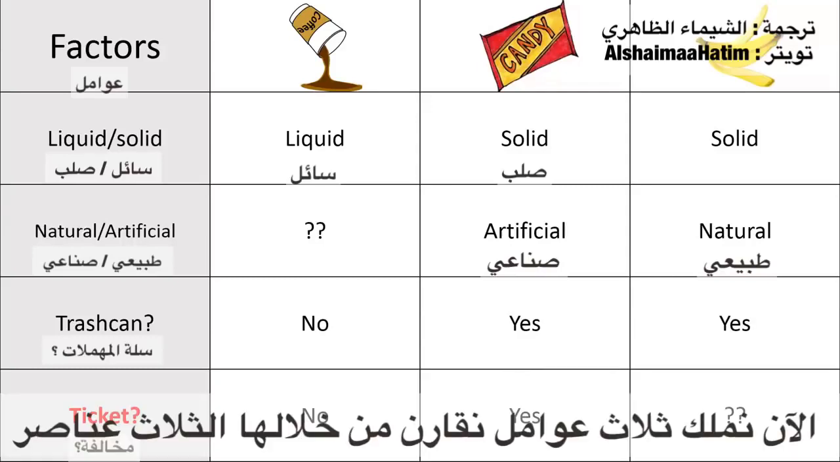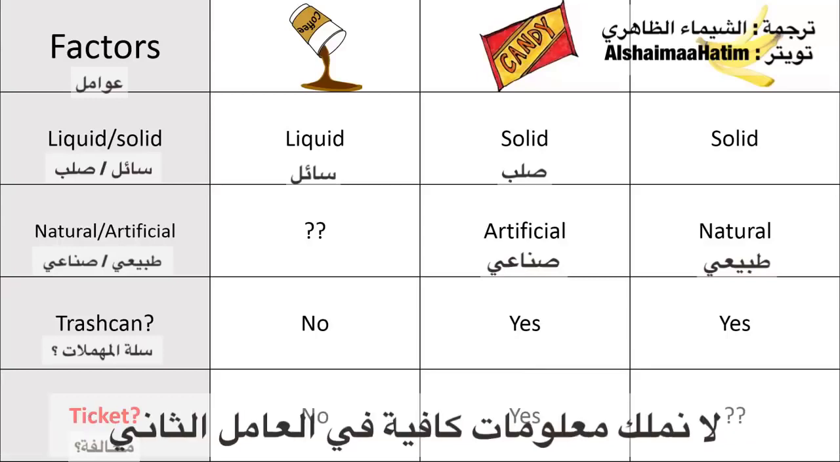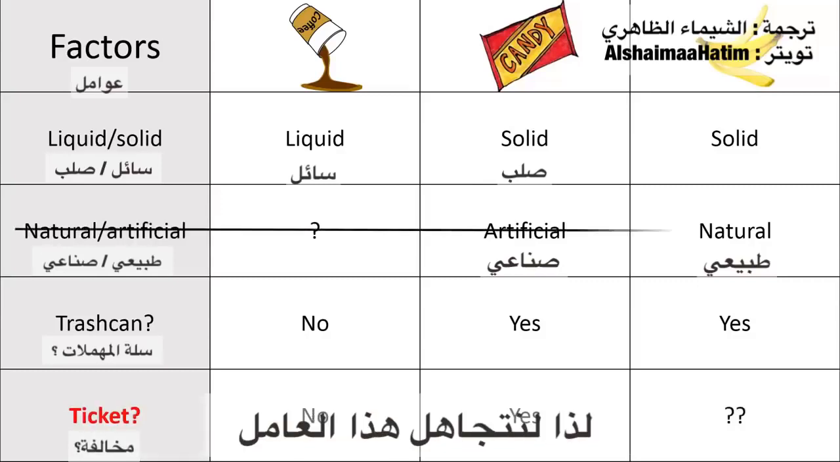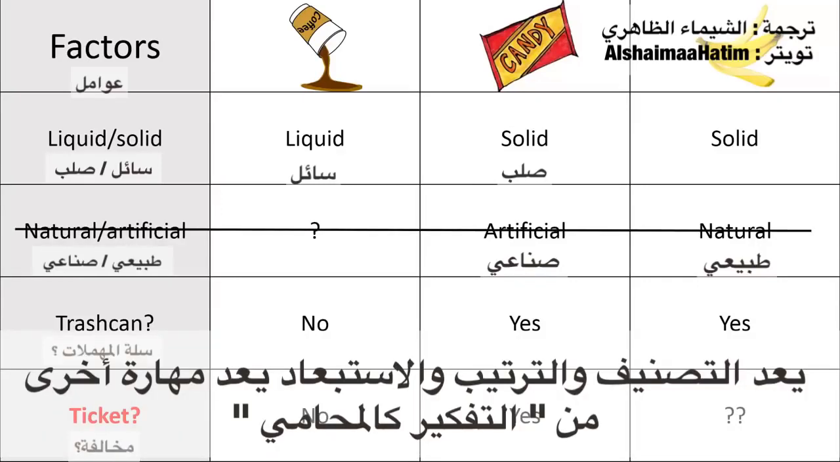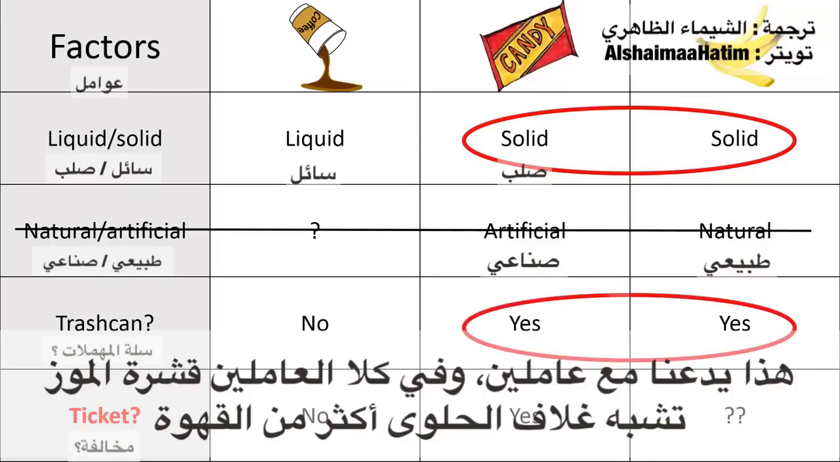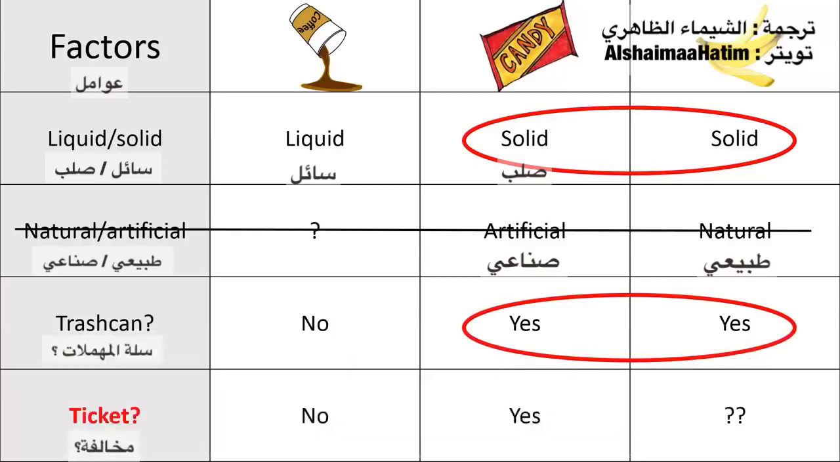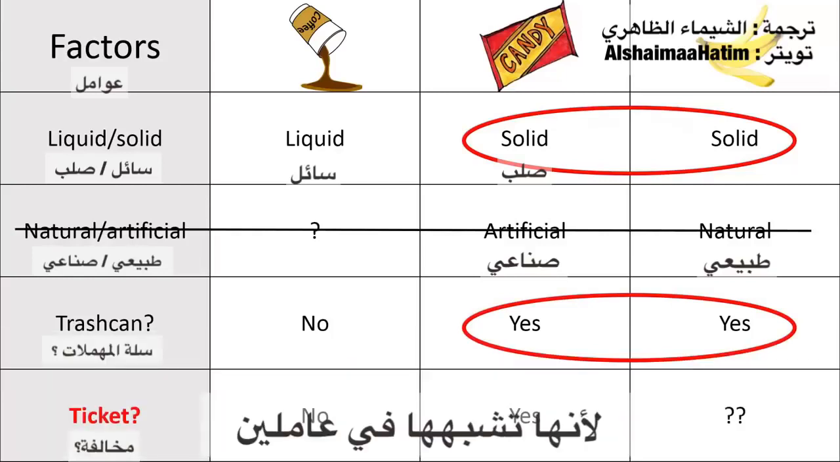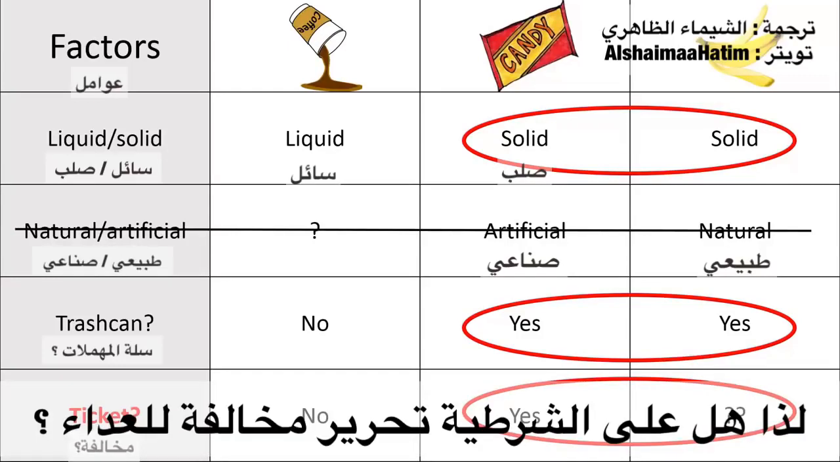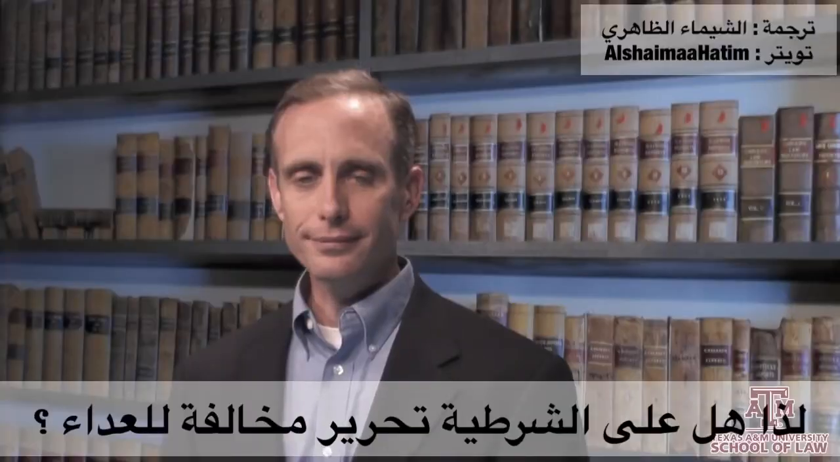So now we have three factors on which to compare the three items. We don't have enough information on the second factor, natural or artificial, for coffee, so let's disregard that factor. Sorting, ranking, and discarding factors is another think like a lawyer skill. That leaves two factors, and on both, the peel is more like the wrapper. Because the peel is more like the wrapper on the two factors, analogical reasoning dictates that it will be more like the wrapper in the result, too. Therefore, the officer should ticket the jogger.